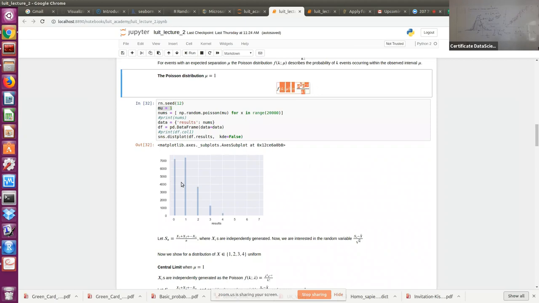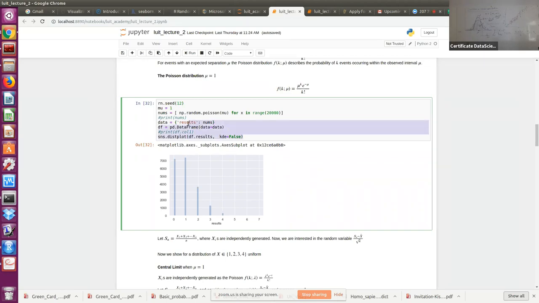Nevertheless, let me show you some of these. For this formula, this is the mu symbol, e to the power of mu. Mu is 1, I'm going to take. And I'm going to generate many Poisson random variables, how many of them? 20,000 of them, and put them in an array, which I call results nums. Then I am putting it in a data frame and plotting it. Let's see how it looks.